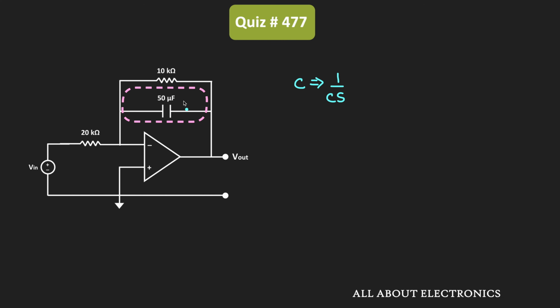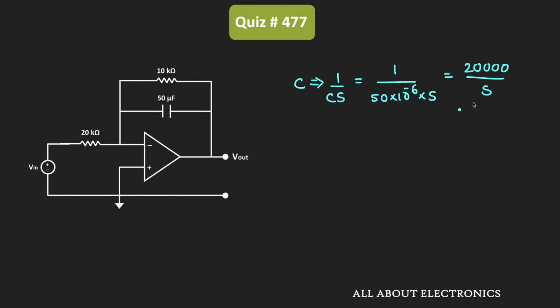Here, the value of C is equal to 50 microfarad. So we can say that 1 divided by Cs is equal to 1 divided by 50 times 10 to the power minus 6 times S, or equivalently 20,000 divided by S. So that is the equivalent representation for the capacitor. Similarly, the input voltage V in of t is equal to 3 times e to the power minus 5t times u of t. In the equivalent S domain, that corresponds to 3 divided by S plus 5. So in this way, we got the equivalent S domain representation for each circuit element.